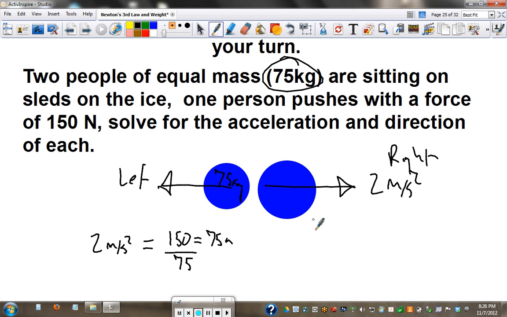So all we're doing is taking Newton's second law, adding action-reaction, and being able to predict the direction of the acceleration.